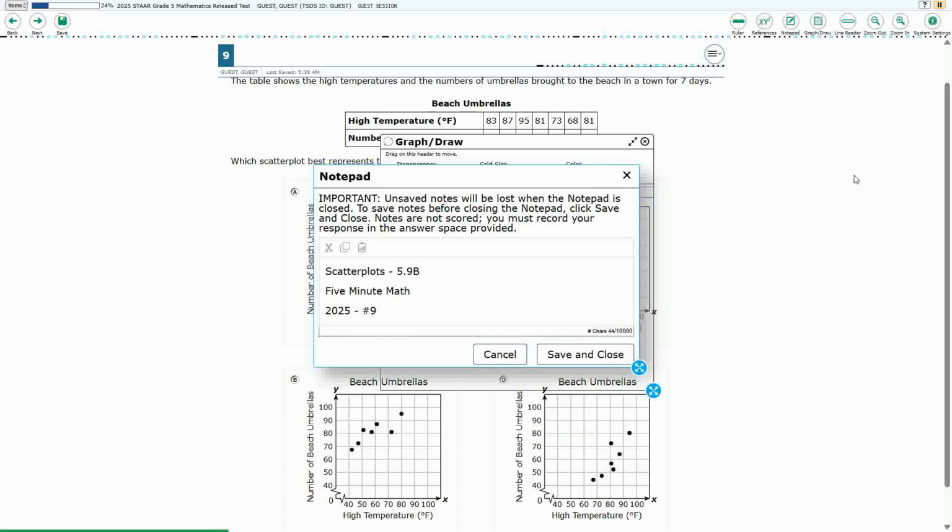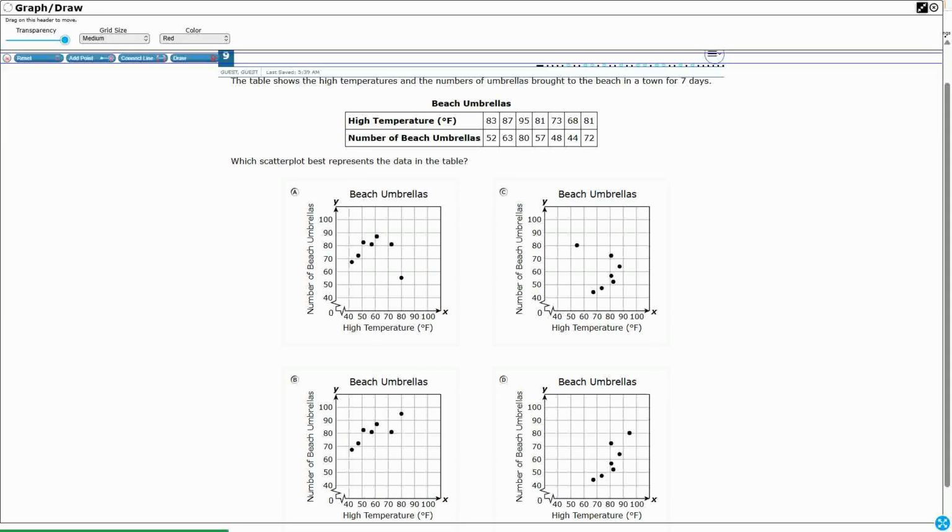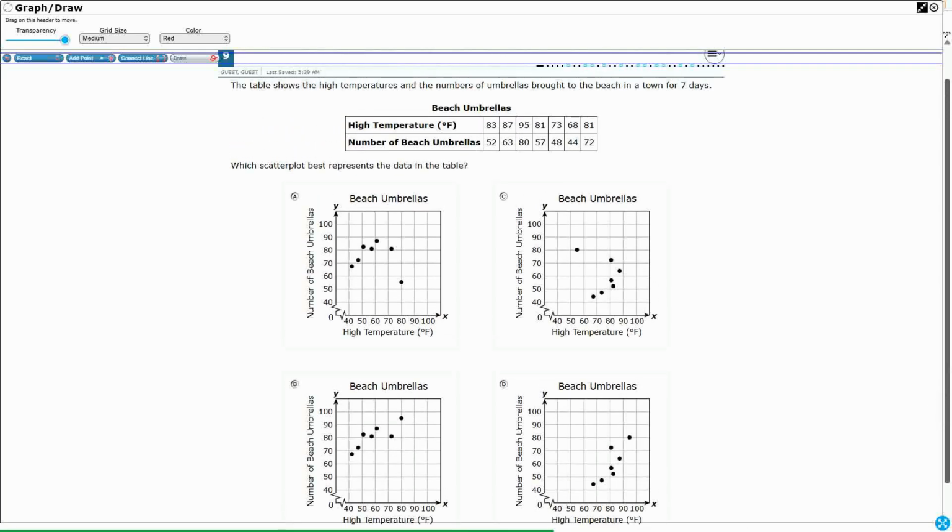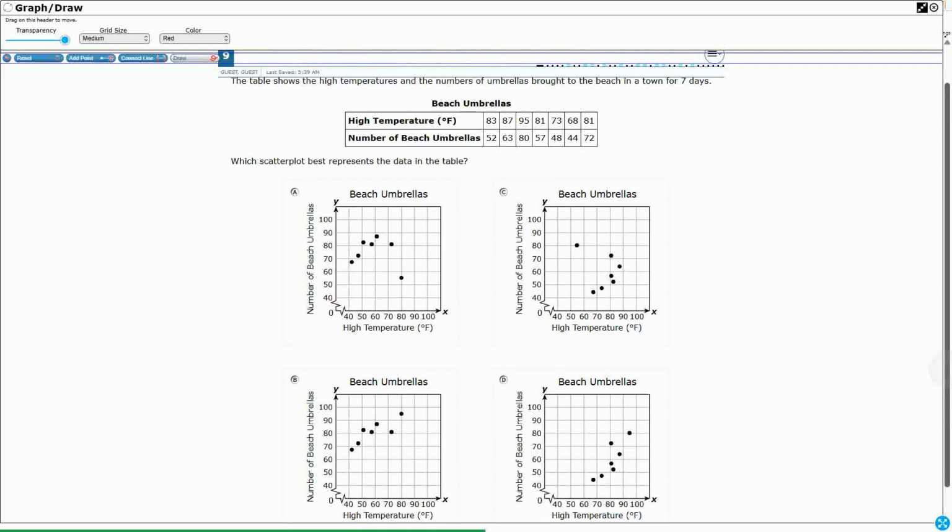Today we are looking at the 5th grade concept of scatterplots. This is standard 5.9b in the great state of Texas, and we are using item number 9 off the 2025 released STAAR test. If you haven't done so already, please go ahead and take a moment to pause the video, work this problem out on your own, unpause it, and we will look at our answers together.